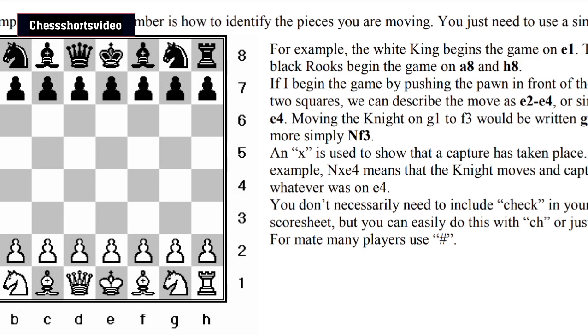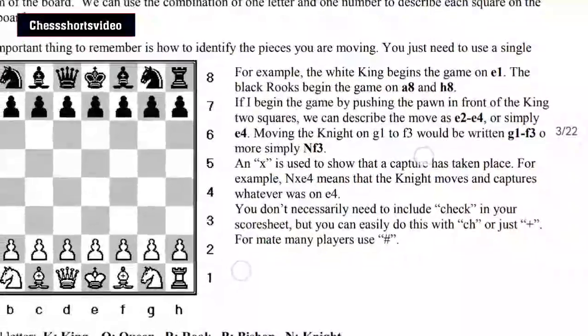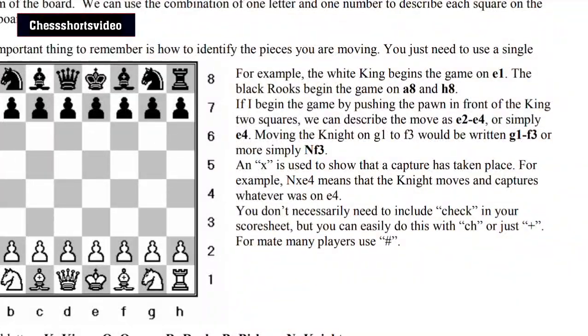Now there are some rules that I want to share with you. It's written there. For example, the king begins a game on e1, and d1 is the position of the queen for the white pieces or light pieces. E8 is the position of the king for the dark pieces, and d8 is the position of the queen of the dark pieces.